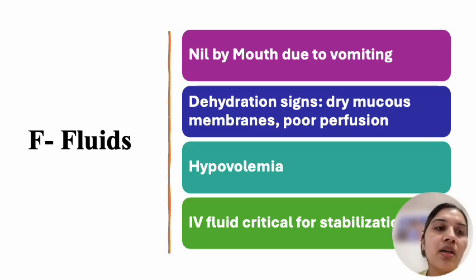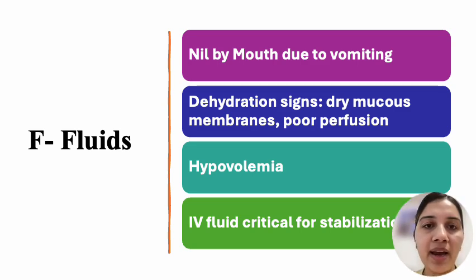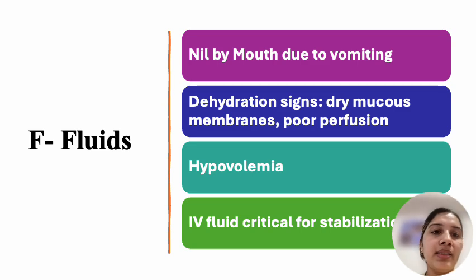Fluids. She is nil by mouth because of her vomiting, and she is dehydrated, and she has dehydration signs like dry mucous membrane and poor perfusion, and she had hypovolemia, so we need to administer fluid to maintain her fluid balance.